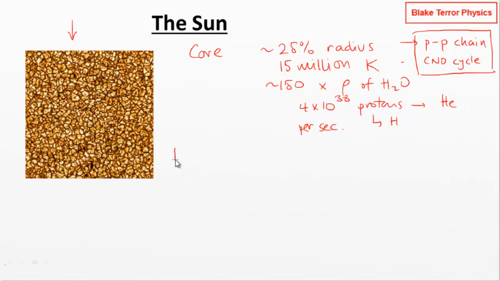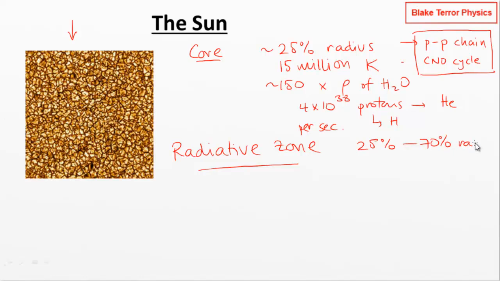Right, outside the core, you get the radiative zone. As the name suggests, this is where energy transfer is by radiation. So you've got photons moving around. This is taking us from 25% to say 70% of the radius. And it's getting cooler. We might be dropping from about 7 million Kelvin down to say 2 million Kelvin as a temperature change going through the radiative zone.